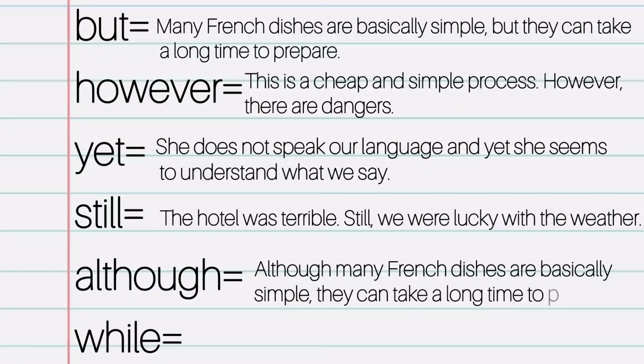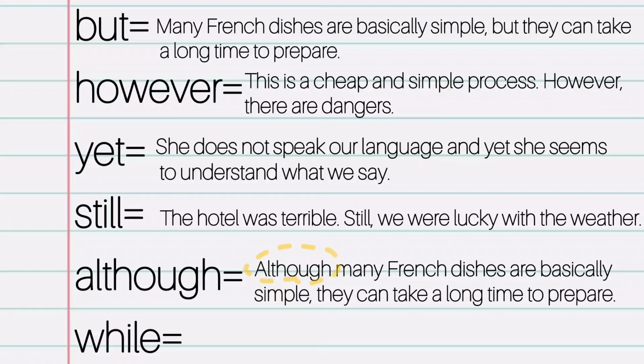Although, guys, is really important. Although many French dishes are basically simple, they can take a long time to prepare. So you put although in the beginning of a sentence. Let me restate the previous sentences with although. The hotel was terrible. Still we were lucky with the weather. Although the hotel was terrible, we were lucky with the weather.